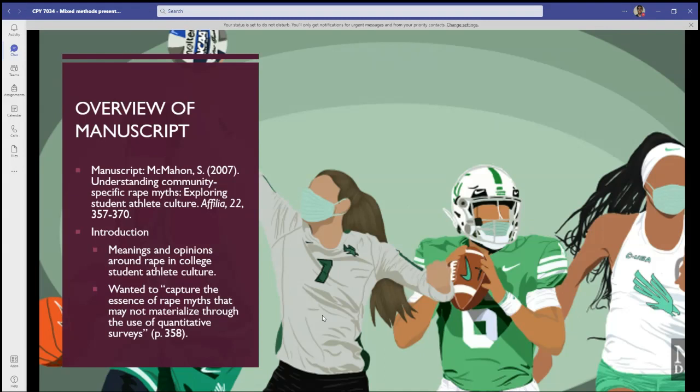Going off of this, we wanted to look at a manuscript that used mixed method design. The manuscript that we chose was by Sarah McHone, which studied the meanings and opinions around rape in college student athlete culture. This study sought to capture the essence of rape myths that may not materialize through the use of quantitative surveys.